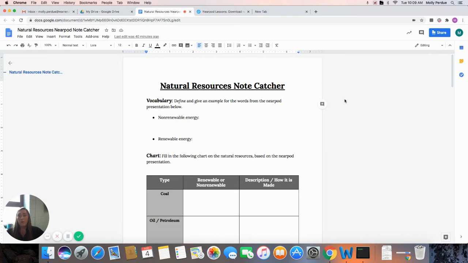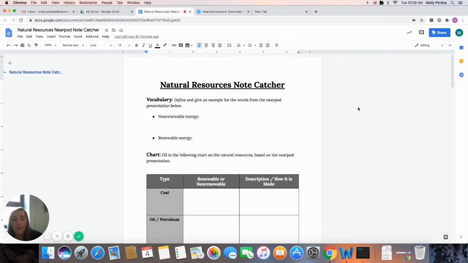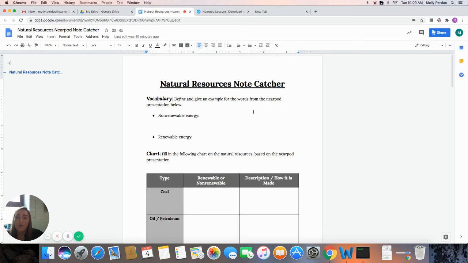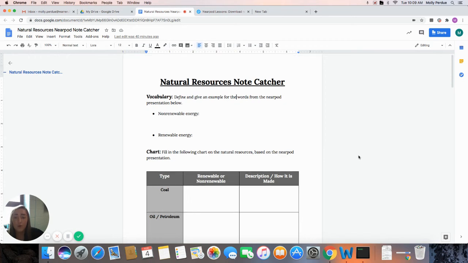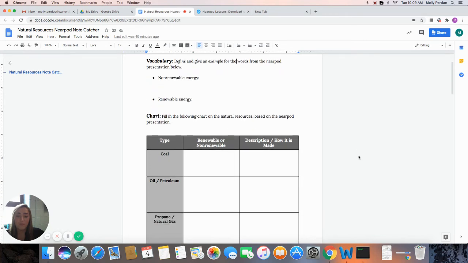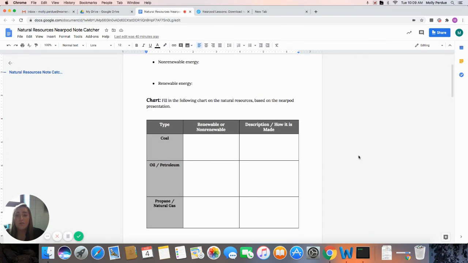Okay, so we're going to go ahead and look at our natural resources note catcher. The first two things that you need to do is define non-renewable energy and renewable energy. Those are super important words that we really need to understand the difference between. Next thing you're going to do is fill in this chart that we have set up below. Here are the types of resources on our left side.